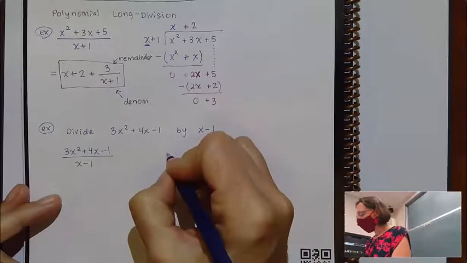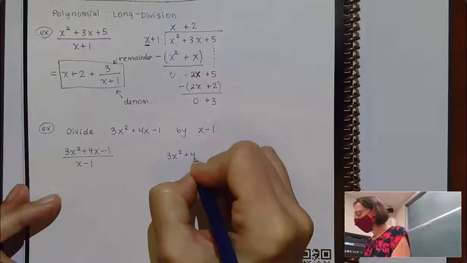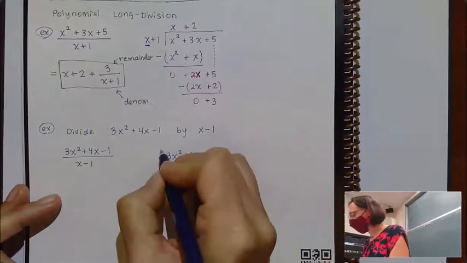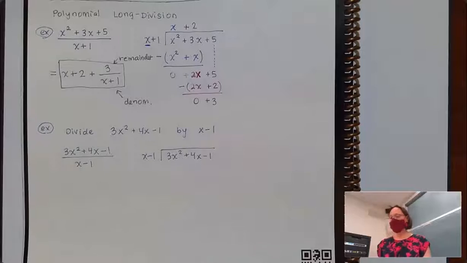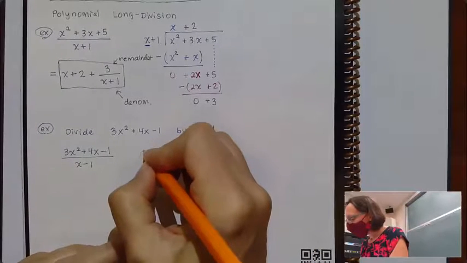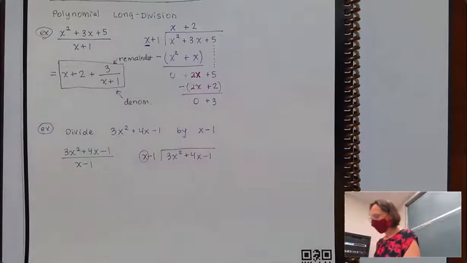Well, that means that the 3x squared plus 4x minus 1 is what's going on the inside, and my x minus 2 is going on the outside. Just like in the previous problem, x is what I'm going to focus on.